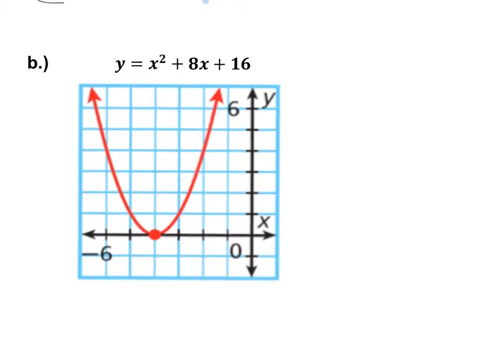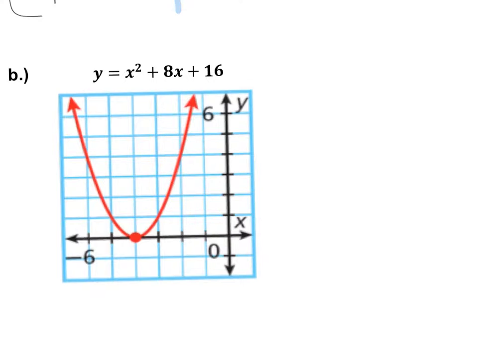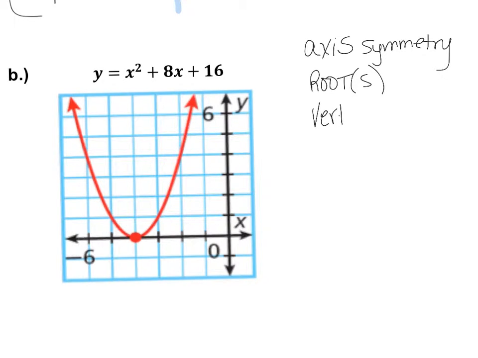So now you guys try. I want you to tell me what is the axis of symmetry. Remember, axis of symmetry is always an equation, so it's always going to be x equals something. So find the axis of symmetry. I want you to find the roots, and I want you to find the vertex and tell me whether it's a maximum or a minimum.